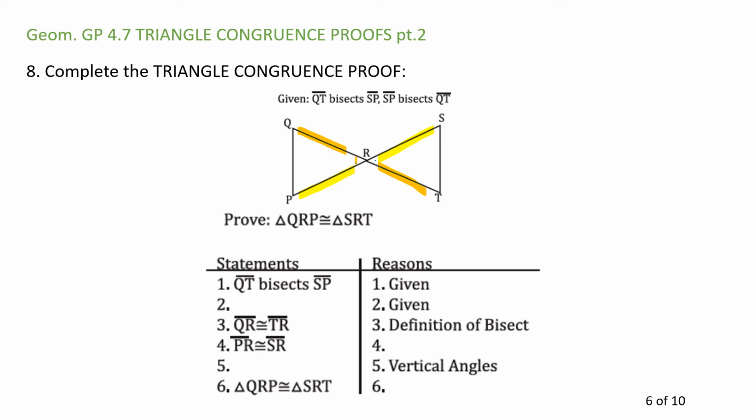All right, start with QT bisects SP. That's given. The other one that they told me was SP bisects QT. That is also given. QR is congruent to TR. That's the orange. Definition of bisect. PR is congruent to SR. That's the yellow. That's also definition of bisect.